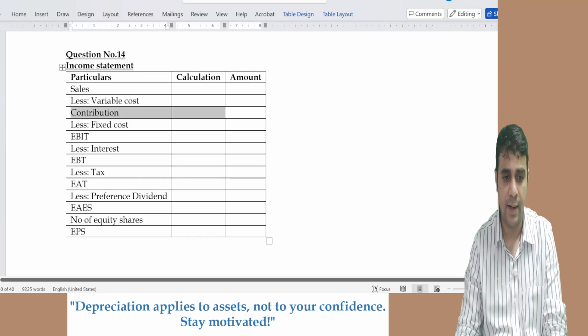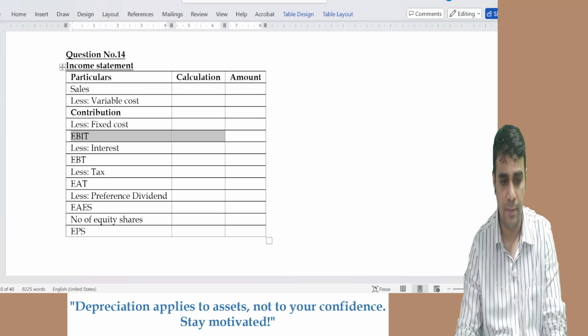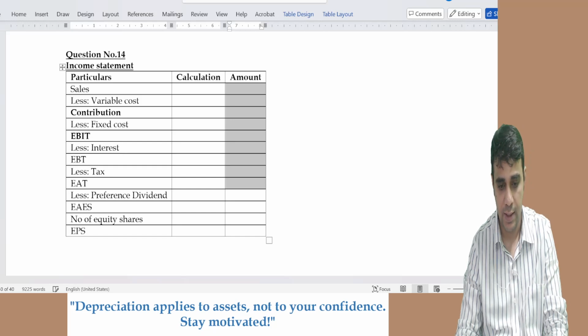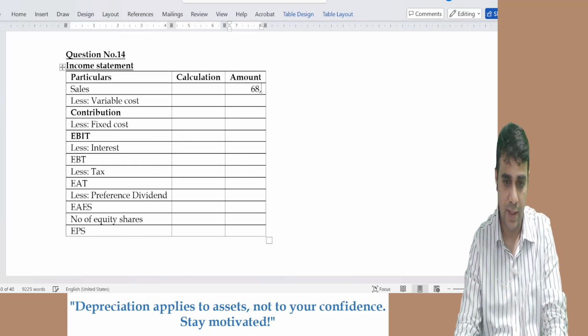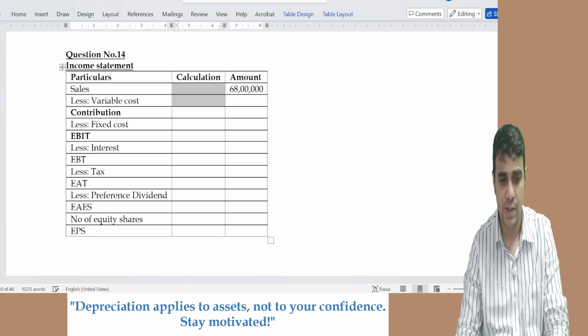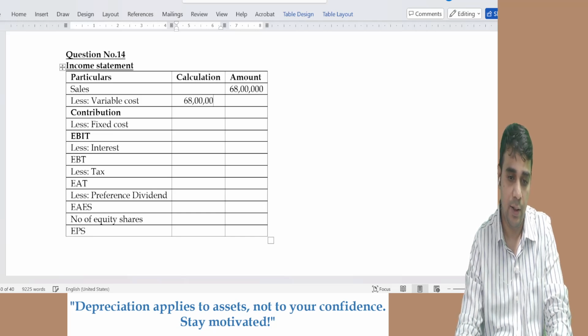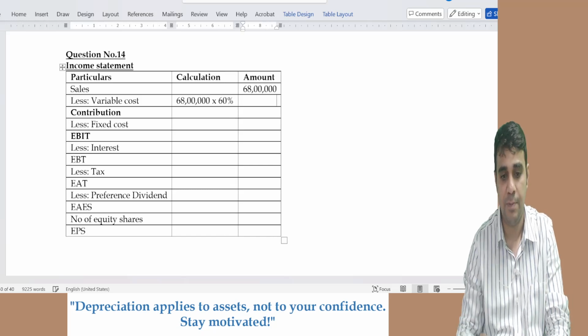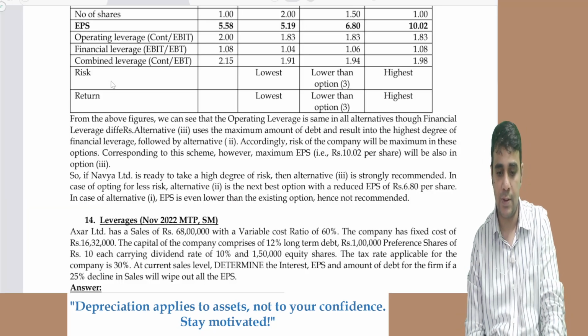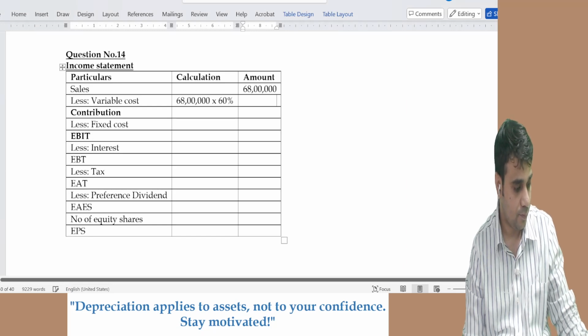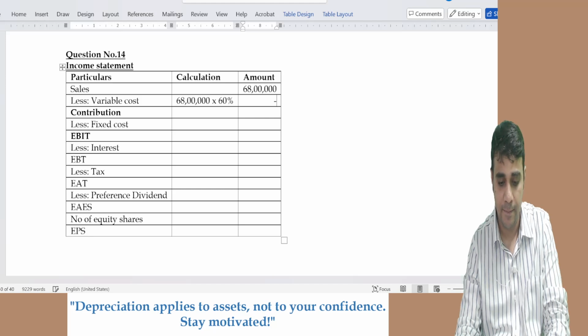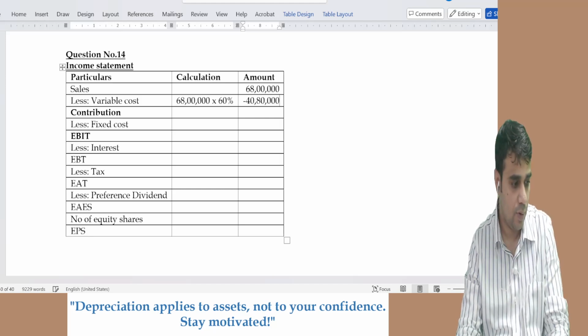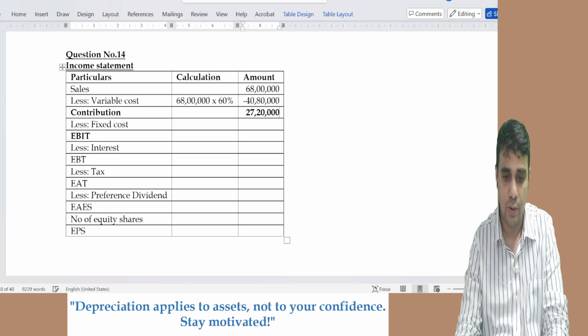Let's fill whatever data is available and then we'll see what information is available. How much are the sales? Sorry, 68 lakh. What's the next information? Variable cost ratio is given. What is the ratio? 68 lakh into 60%, that is 40 lakh 80,000. We get contribution 27 lakh 20,000.